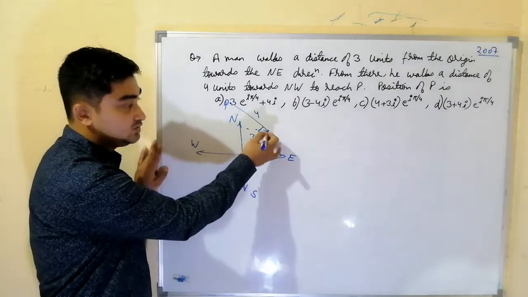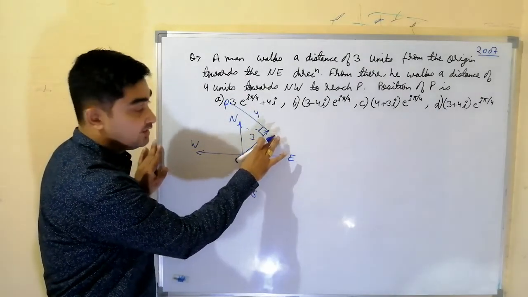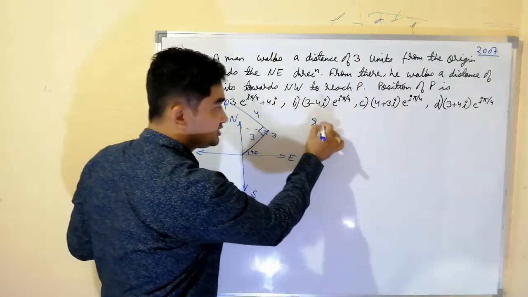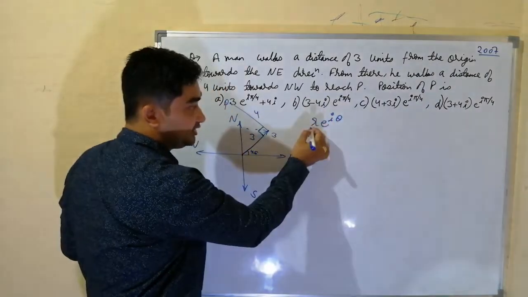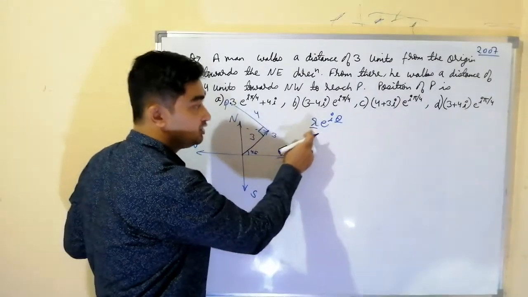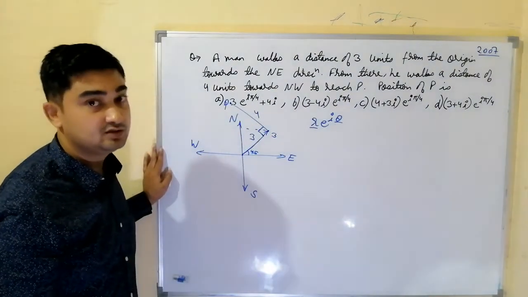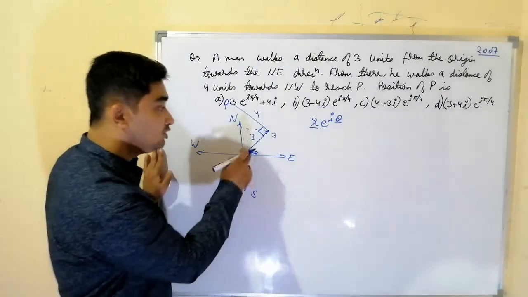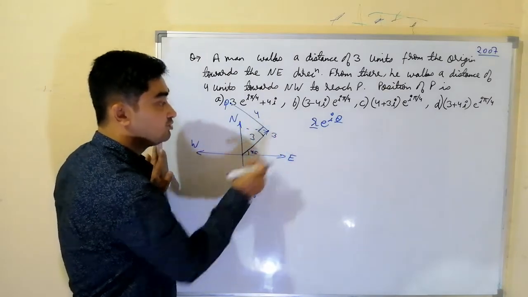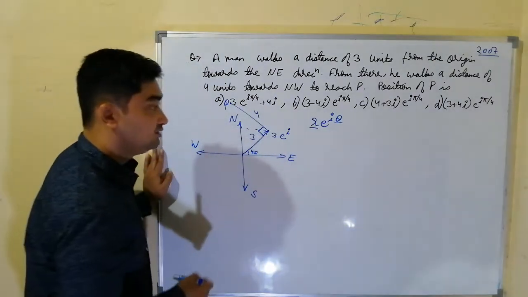Modulus means the distance of this point from the origin. We know he has moved 3 units. That means the distance of this point from the origin is 3. Any complex number is r into e power iota theta. That means we should know the modulus and the amplitude. If we know the modulus and the amplitude, we can write the complex number as r into e power iota theta. For this complex number, r is 3, so it is 3 into e power iota theta. What is theta?